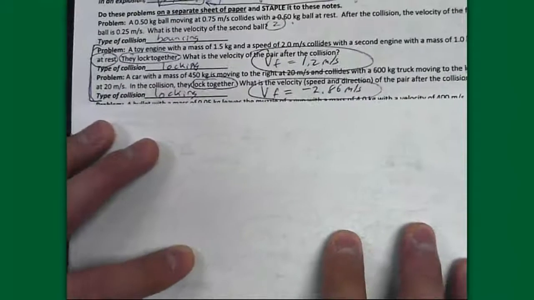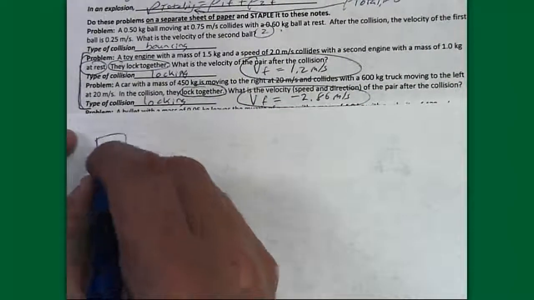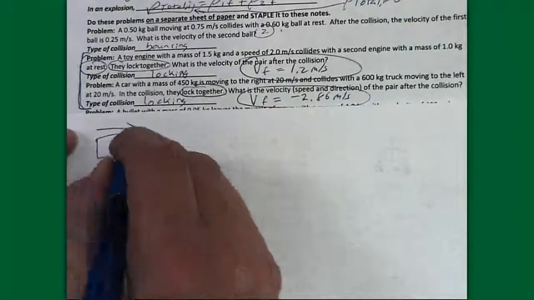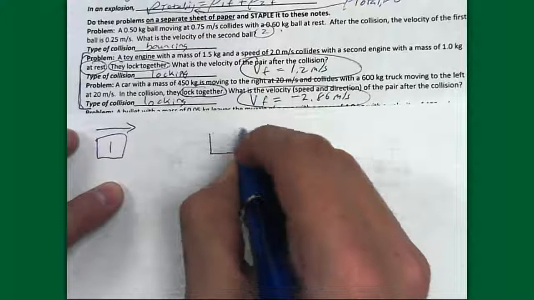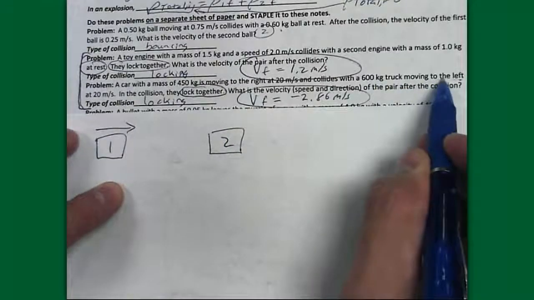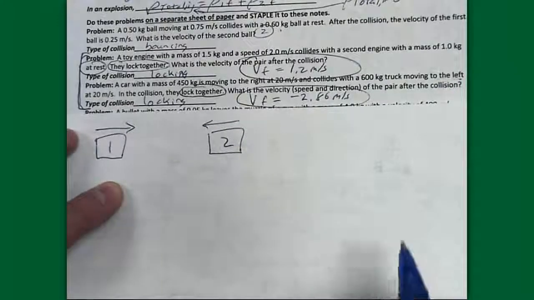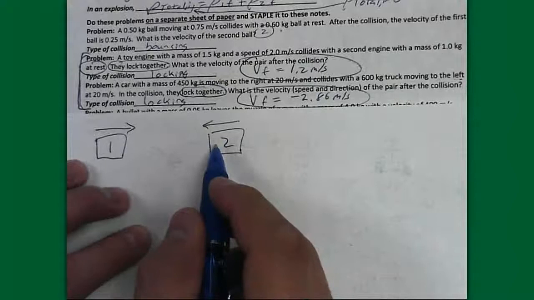All right, so the third practice problem, we have two cars colliding. The first car, well, let's go ahead and draw the picture. Car number 1 is moving to the right and collides with a truck, object number 2. The truck is moving to the left, very, very important. So this object is actually moving the other direction. Very important because these are two opposite directions.